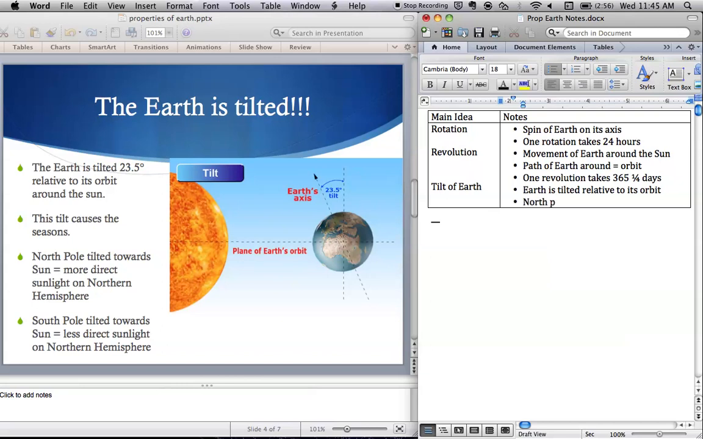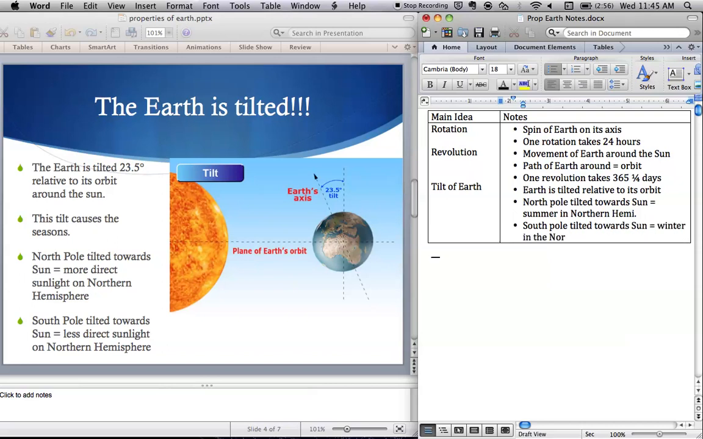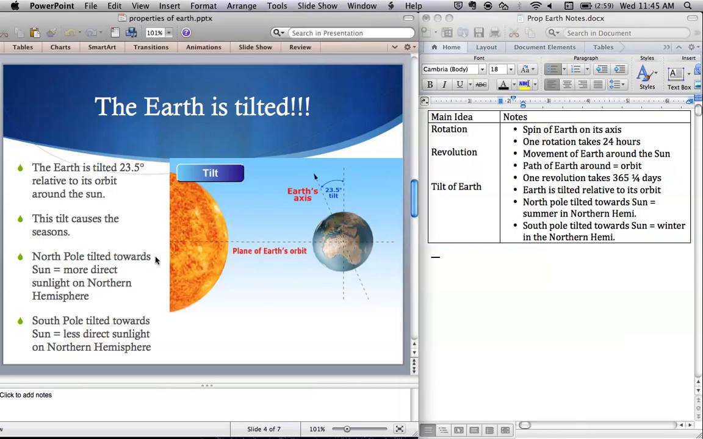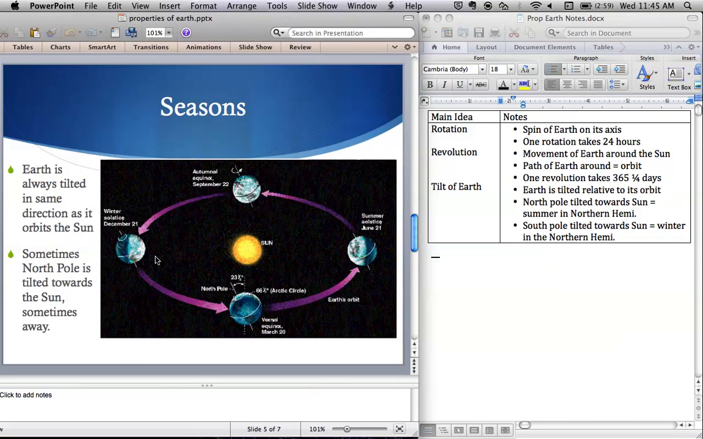So if the North Pole is tilted towards the sun, this equals summer in the northern hemisphere. If the South Pole is tilted towards the sun, this would mean winter in the northern hemisphere, and it would be summer in the southern hemisphere. And so this tilt ends up causing our seasons. Our next slide has a good diagram of this.